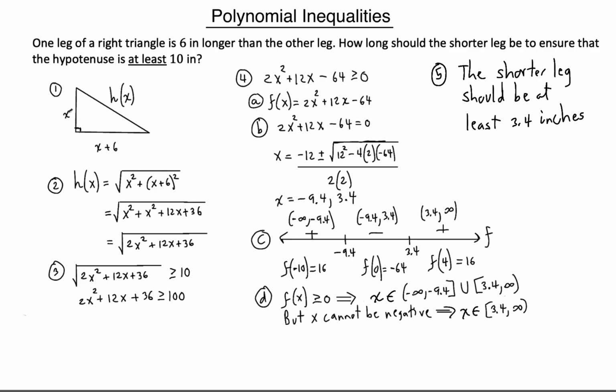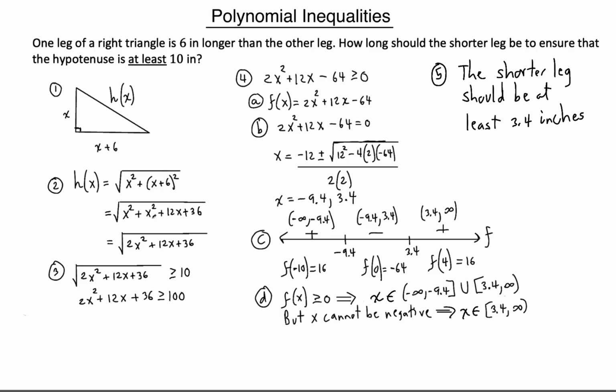I've labeled the shorter side x. The longer side is x plus 6 because the longer side is 6 inches longer than the shorter leg. And for the hypotenuse, I just have this function h of x. H is for hypotenuse and it's going to be a function of x because the Pythagorean theorem says that the hypotenuse is going to be the square root of x squared, which is one of the sides, plus (x plus 6) squared, which is the other side.